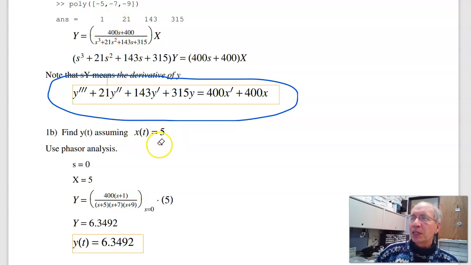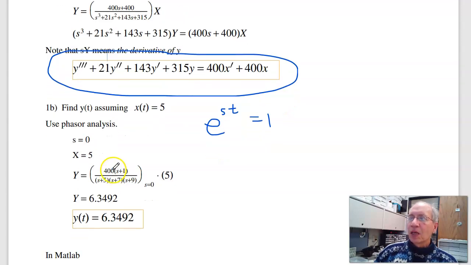If I have a very specific input, like x equals 5, all I care about is what's the gain at a very specific frequency. In this case, at DC, s equals 0. That comes from everything being in the form of e to the st. If this is equal to 1, then s equals 0. The input is 5 times 1. So this is the gain everywhere. All I care about is what's the gain at DC times the input at DC, and I get a number. That represents the constant, 6.34.